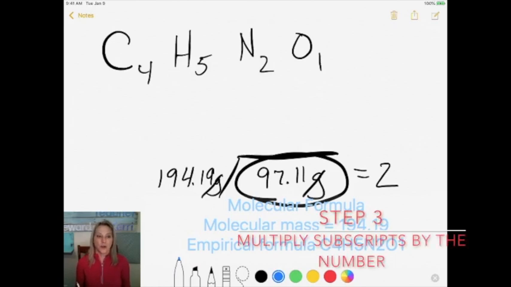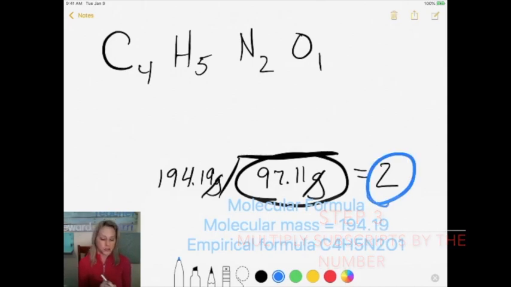Given our empirical formula of C4H5N2O1, and we know we have a multiplier of 2, if we do this multiplication to one, we have to do it to all to get the mass to be doubled. So we are going to have now 4 times 2 for carbon, hydrogen will be 5 times 2, nitrogen will be 2 times 2, and oxygen will be 1 times 2. So we're using our empirical formula to find our new molecular formula.